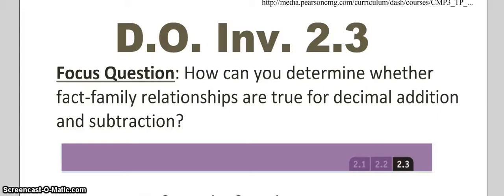All right, so today we are going to talk about fact families and if those are true for decimal addition and subtraction. This makes the third or fourth time that we've actually talked about fact family relationships and how they apply to various situations within math and their usefulness in helping us solve equations and various other things. So, of course, fact families exist to help us see the relationship between two inverse operations. So let's take a look at a problem and how to find a fact family.